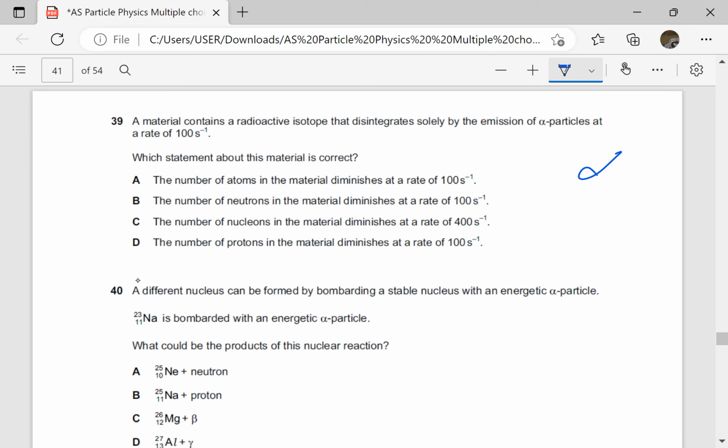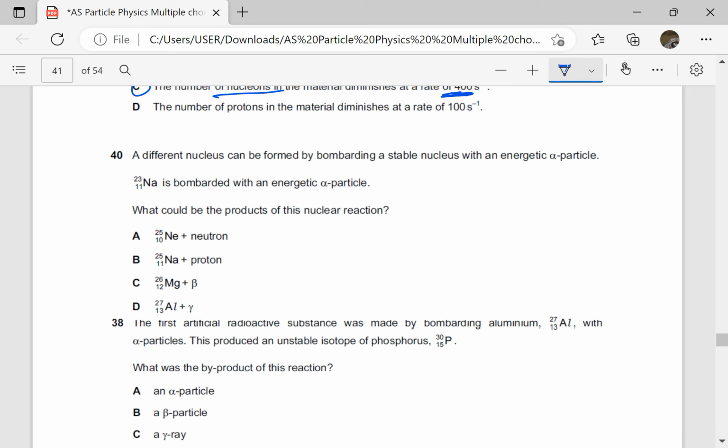an alpha particle is He, it is 4, 2. So if it emits alpha particles at a rate of 100 per second, then the number of nucleons in the material diminishes at a rate of 400 per second, because for every 100 particles, the number of nucleons reduces by 4 times 100, which is 400. So the answer is going to be C.